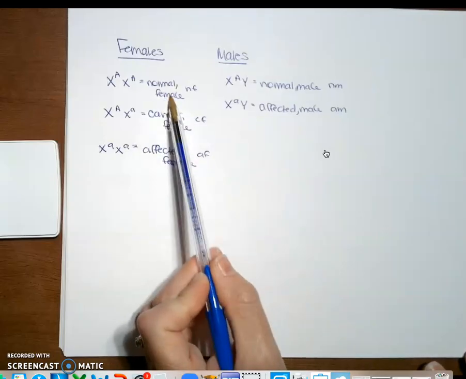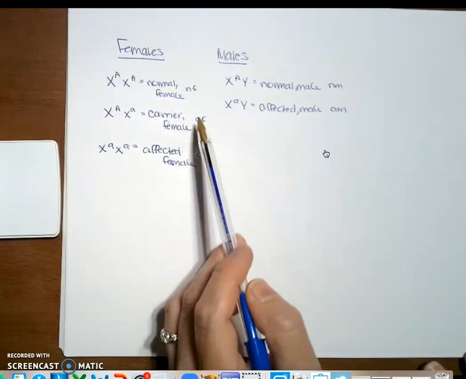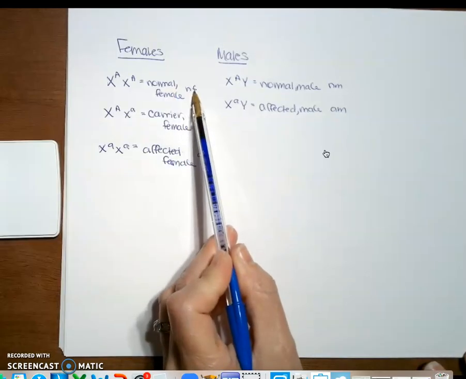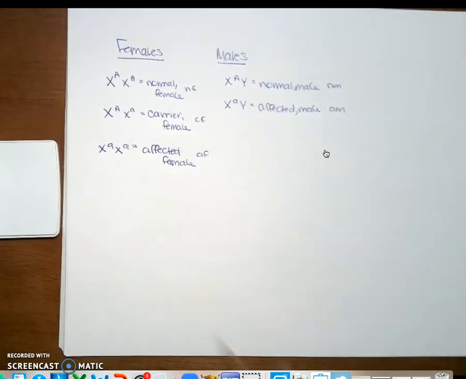Also, if you want to abbreviate the phenotypes, because normal female, carrier female, that's a lot to write every time you do a Punnett square, you can abbreviate just the first letters. So normal female NF, carrier female CF, and so on and so forth.